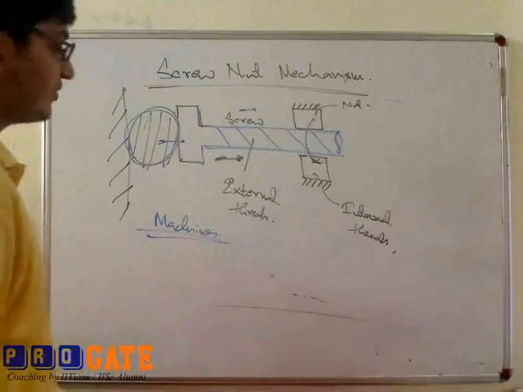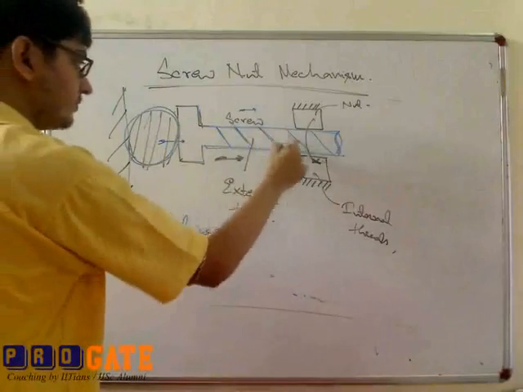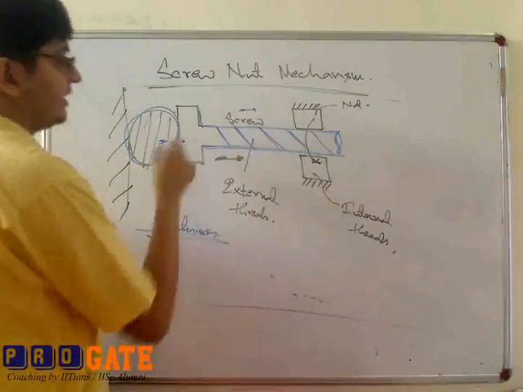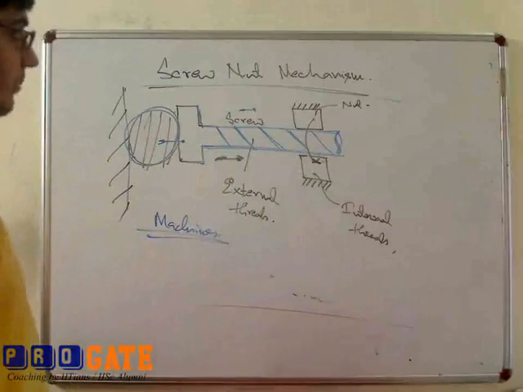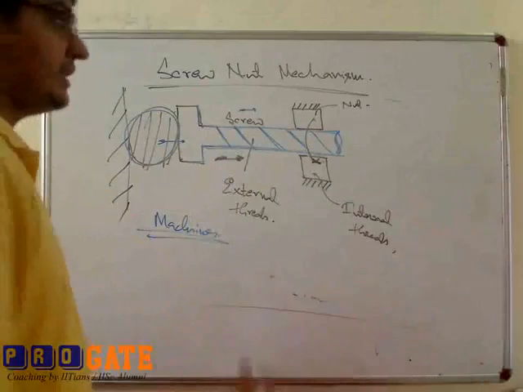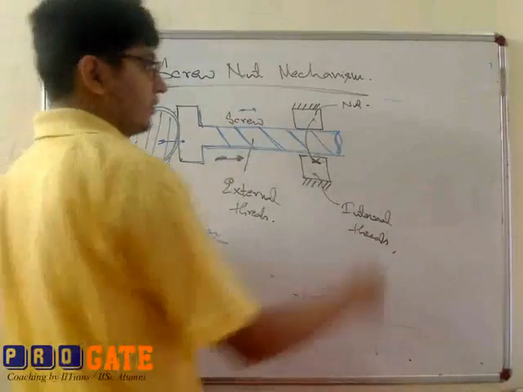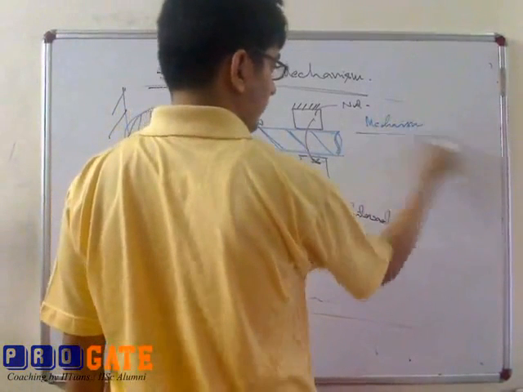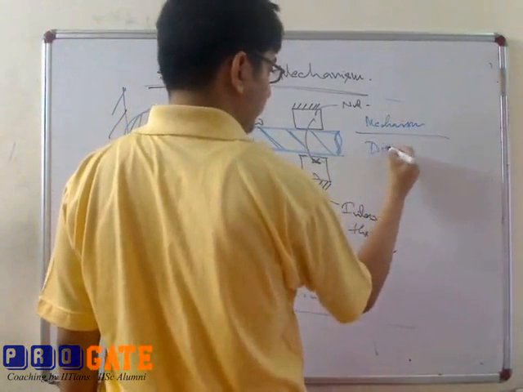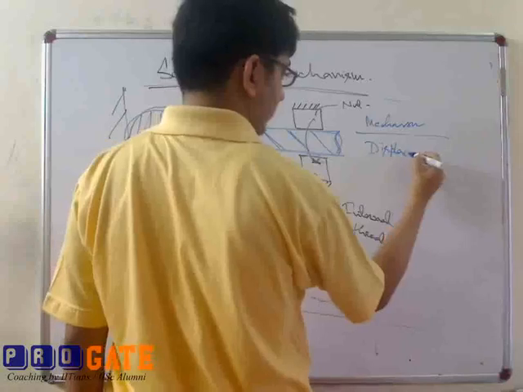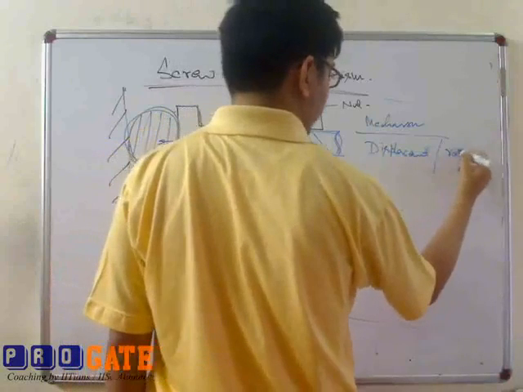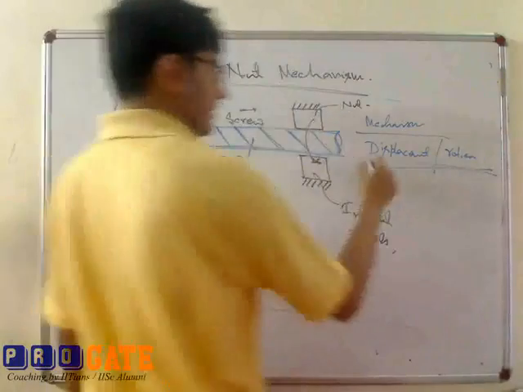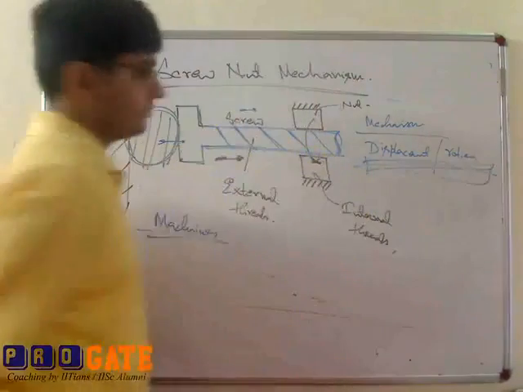To design this machine, you have to consider the internal stresses and all other things. But to design the mechanism, we are only interested in the motion. So for the mechanism, displacement per rotation is the only design criterion.